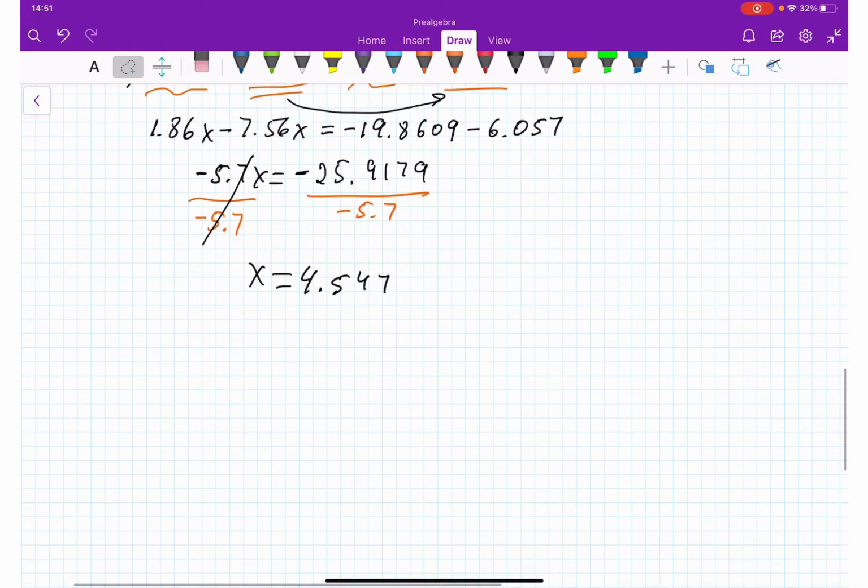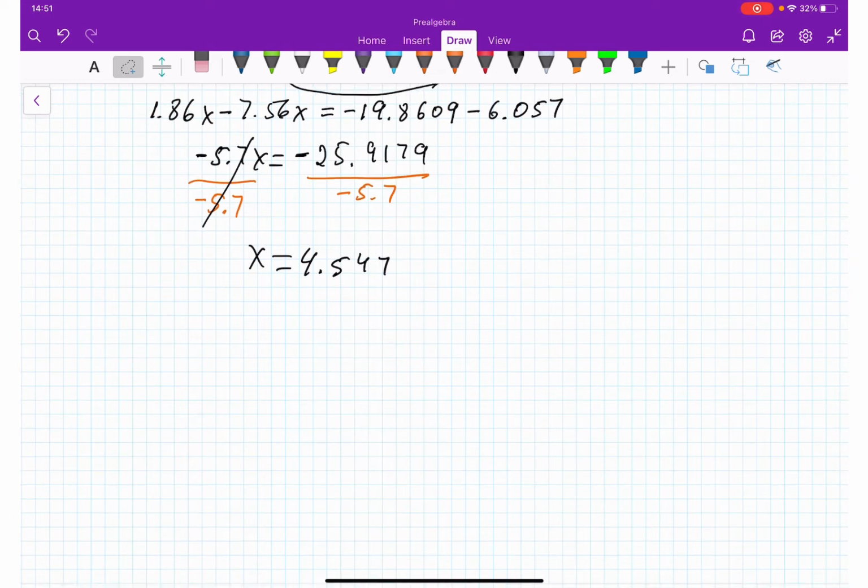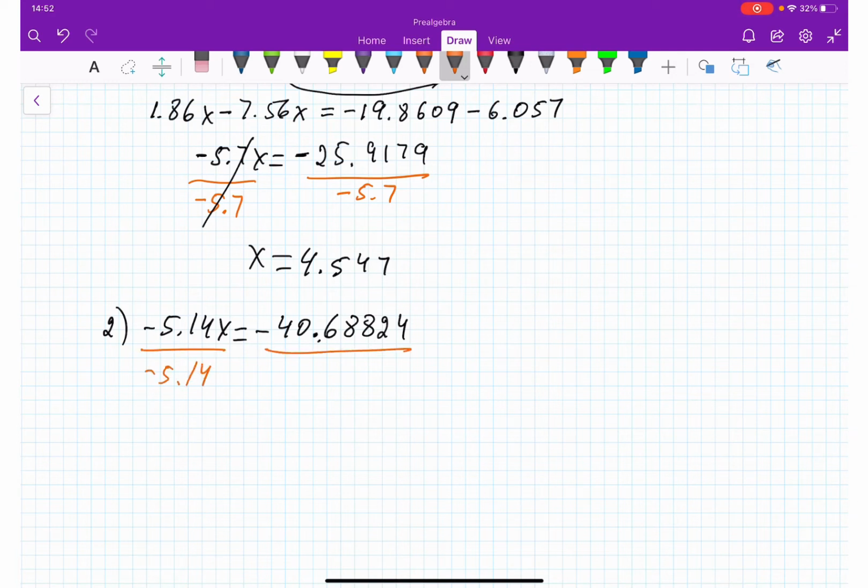So this is number 1. Moving to number 2. Negative 5.14x equals negative 68824. Okay, dividing by negative 5.14. There is nothing to combine here.